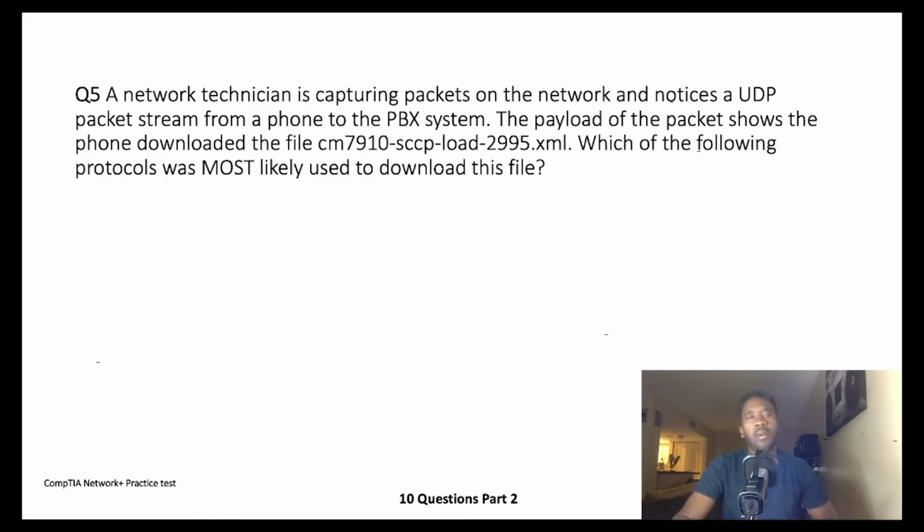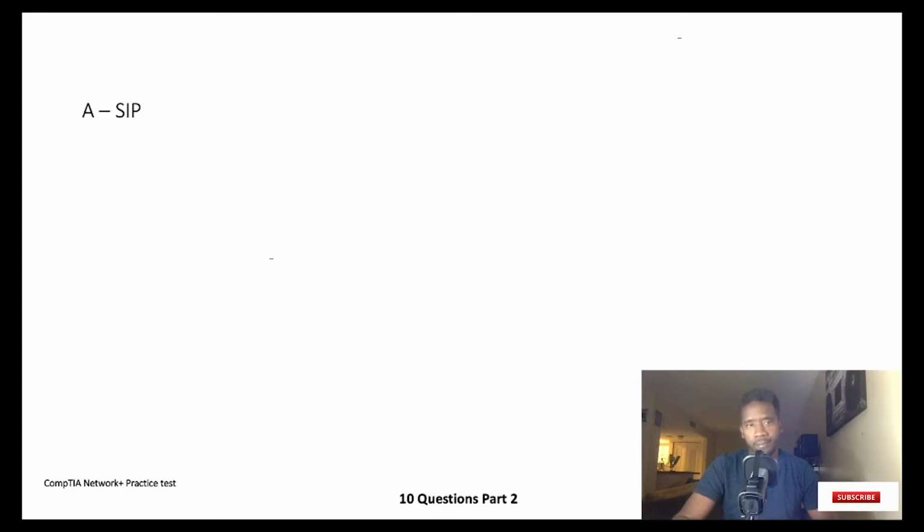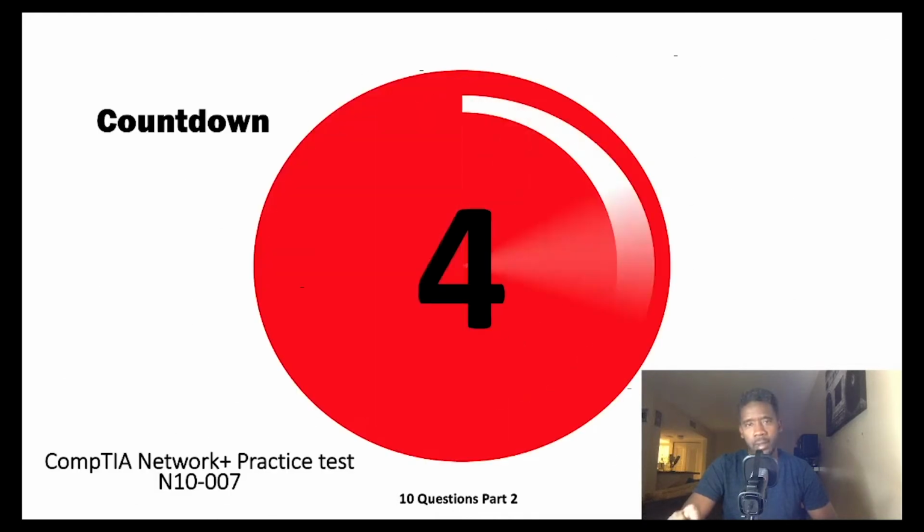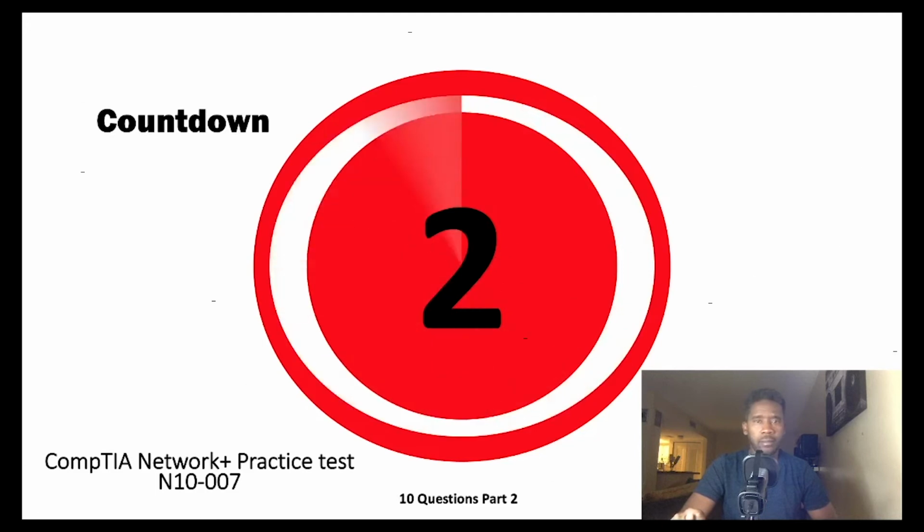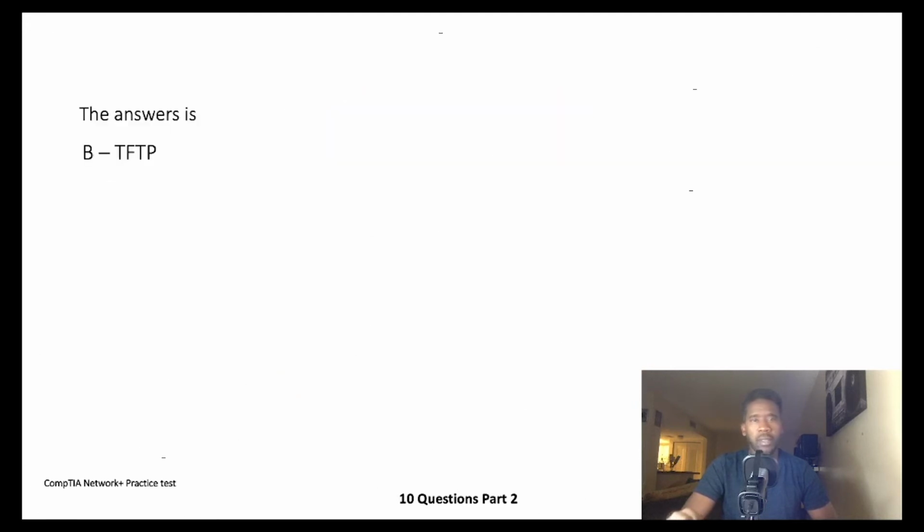Question 5. A network technician is capturing packets on the network and notices a UDP packet stream from a phone to the PBX system. The payload of the packet shows the phone downloaded the file cm7910/scp-load.xml. Which of the following protocols was most likely used to download this file? Is it A, SIP, B, TFTP, C, SSL, or D, ICMP? All right, it's TFTP.